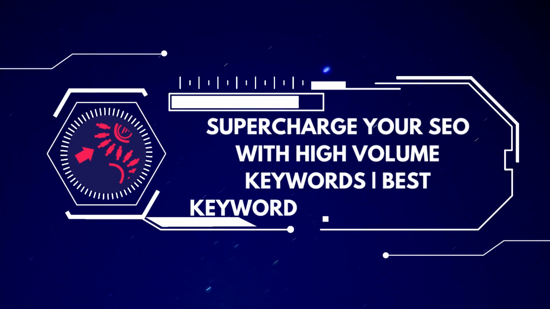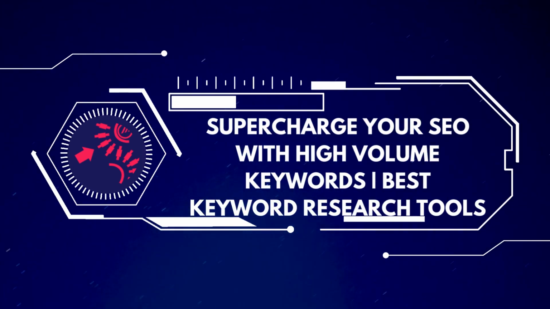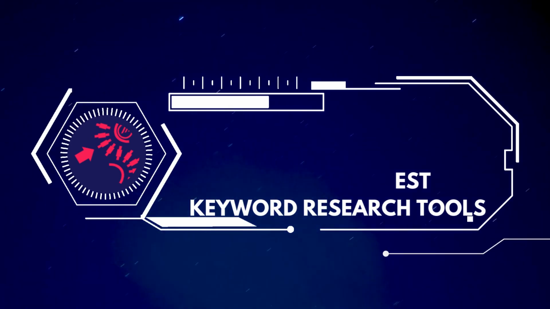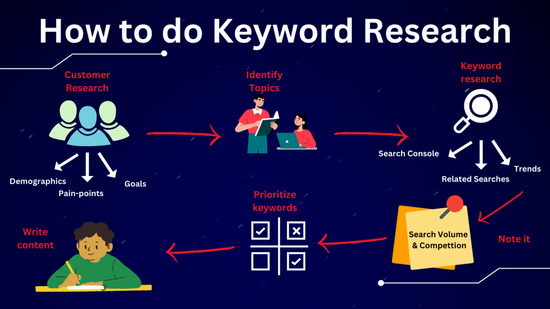In our previous video, we covered the essential steps of the keyword research process, which includes researching target buyers, identifying industry specific topics, coming up with the keywords, prioritizing the keywords based on search volume and competition, further searching keywords for YouTube and creating the content.